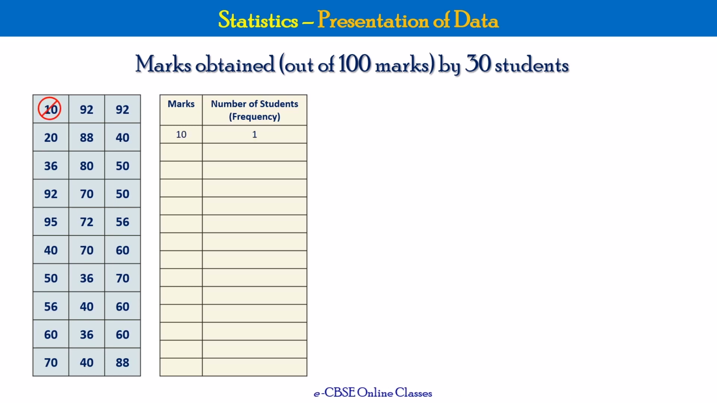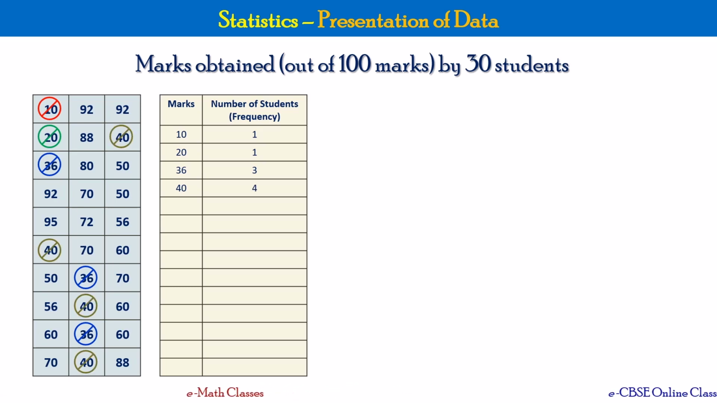Just 1. And next minimum is 20. We have 120, so frequency is 1. Next is 36. There are 3 people who got 36, so frequency is 3. Next is 40. 1, 2, 3, 4. So there are 4 people, so frequency is 4.